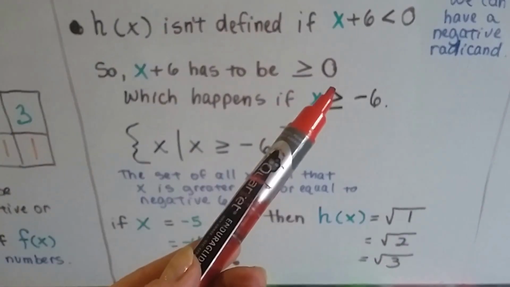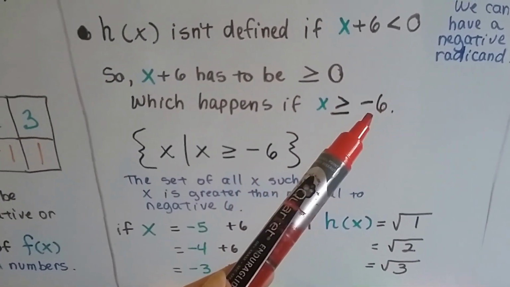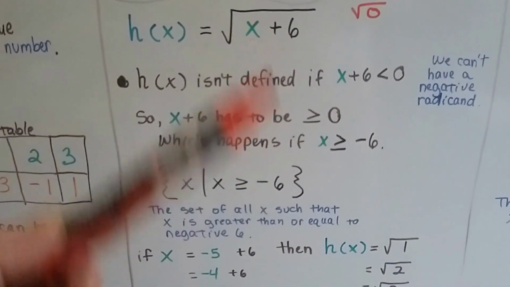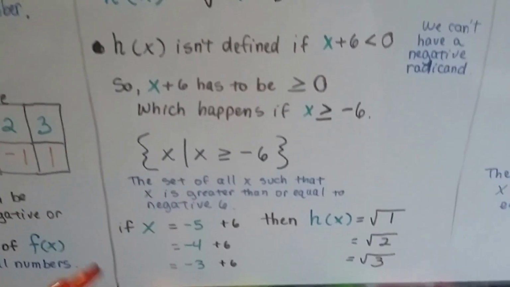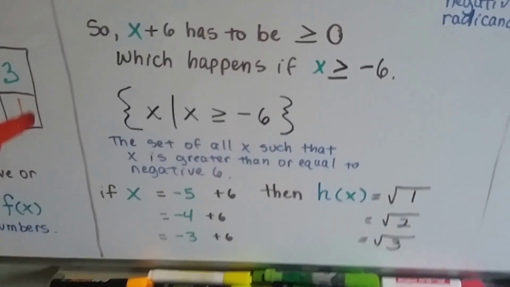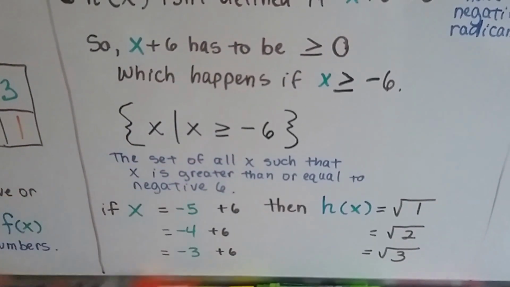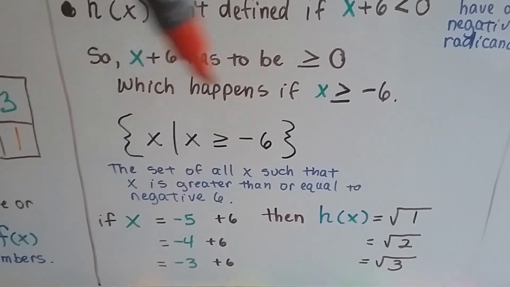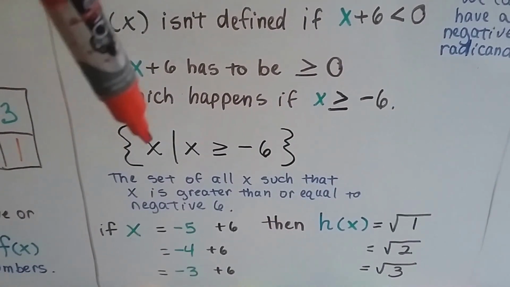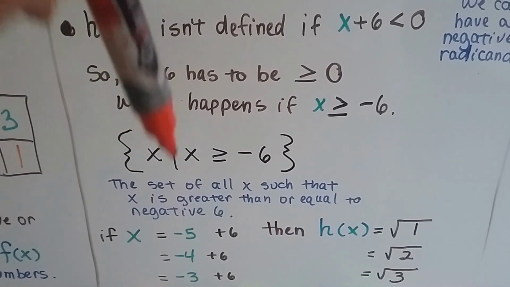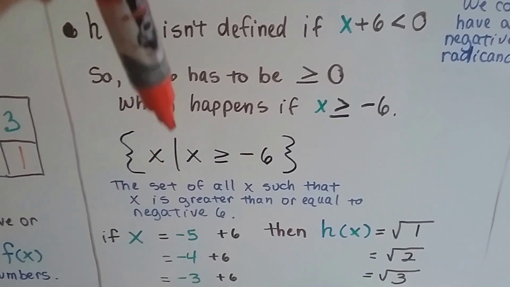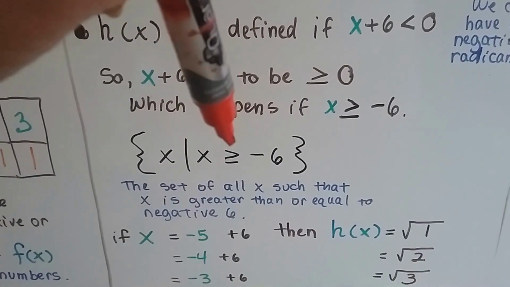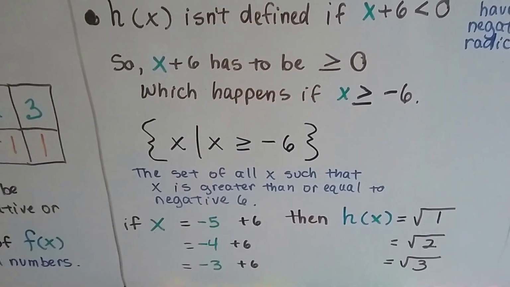So if x is bigger than or equal to negative 6, we'll be fine. So we write our domain in set builder notation with the set braces. The set, that's what the braces mean, of all x such that, that's what the bar is, such that x is greater than or equal to negative 6.